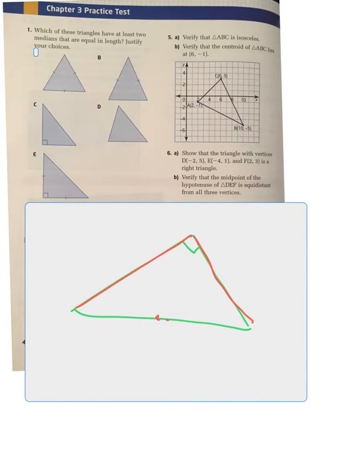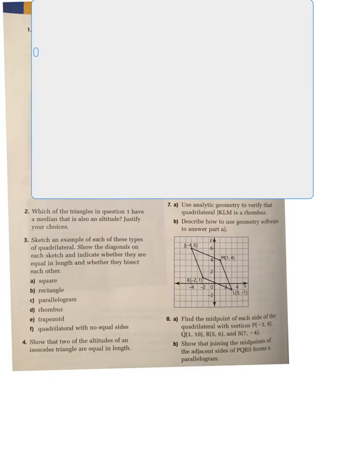is there. That's the midpoint, is equidistant from all three vertices. So what you do, you work out that distance, work out that distance, and work out that distance, and then it's equidistant from all three. And that's the midpoint of the hypotenuse.